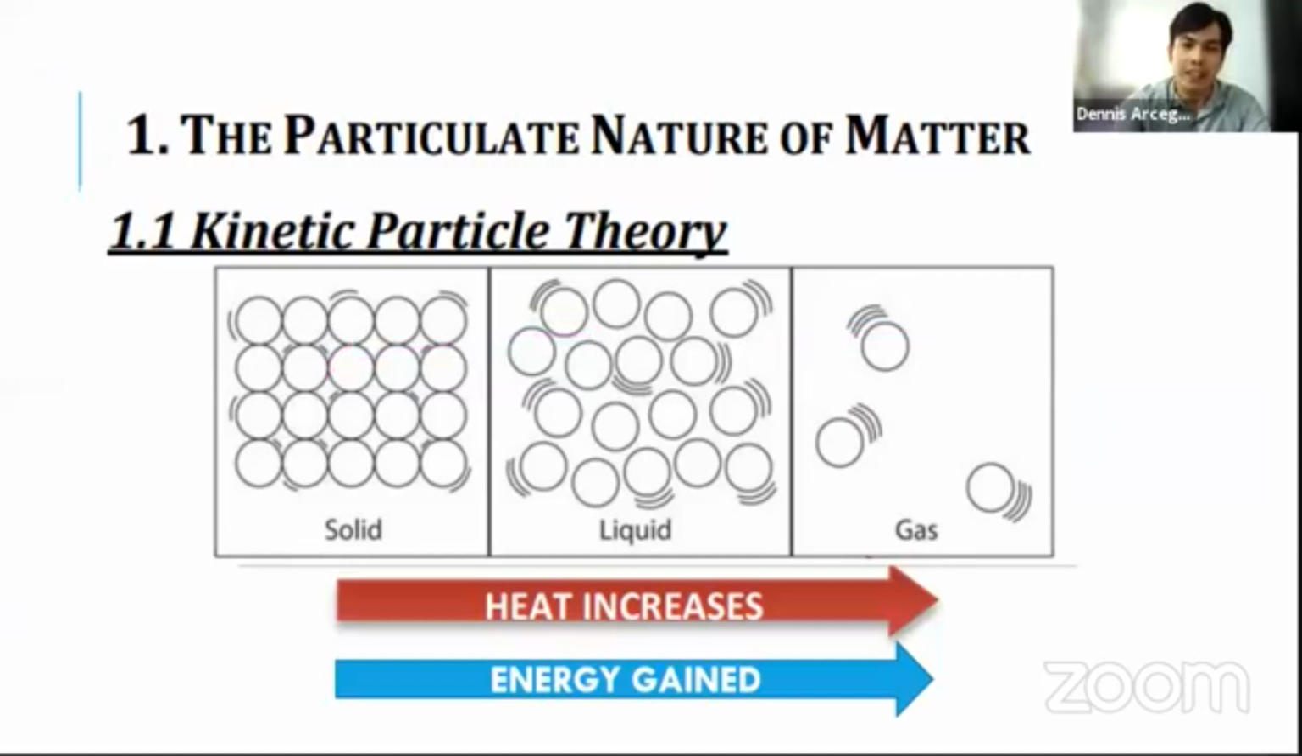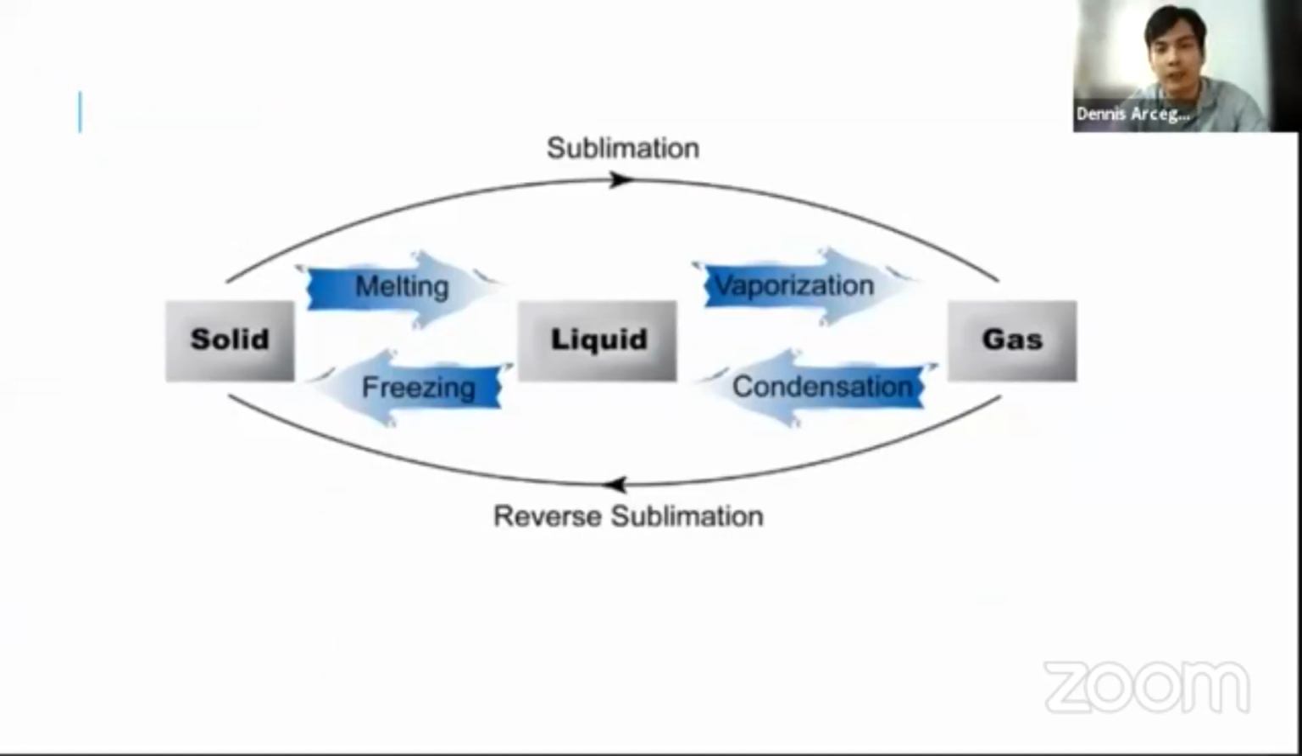Then here are the changes. I saw a lot of questions containing these changes. These are just basic concepts which you should know, okay? For example, from solid to liquid, this one is melting. Then liquid to gas is vaporization. Gas to liquid is condensation, liquid to solid is freezing, solid to gas is sublimation, then gas to solid is reverse sublimation, or sometimes it's written there as deposition.